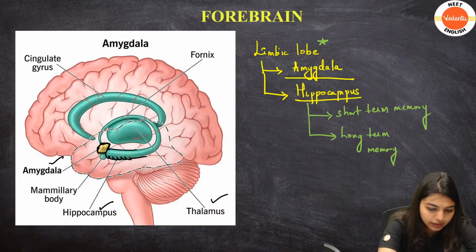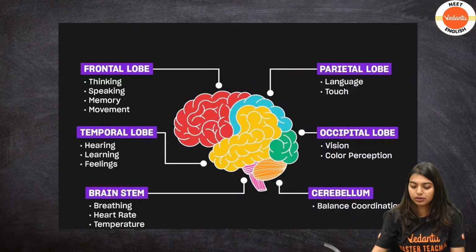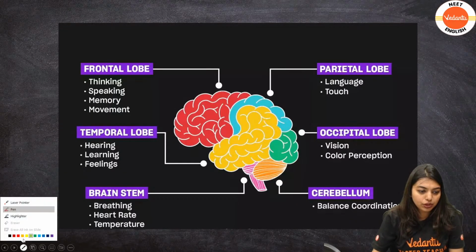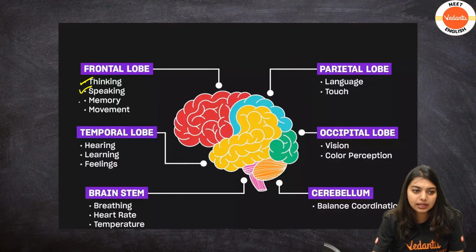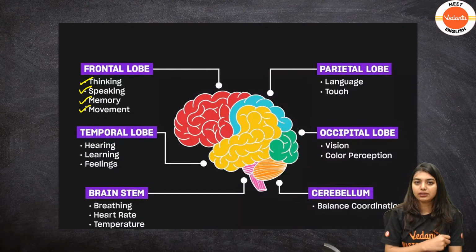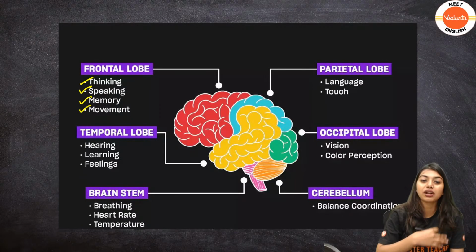Now students, look here. We will understand what each of the lobes is going to help with. Frontal lobe: the frontal lobe helps with your thinking, speaking, memory, and movement. These things are done by your frontal lobe.